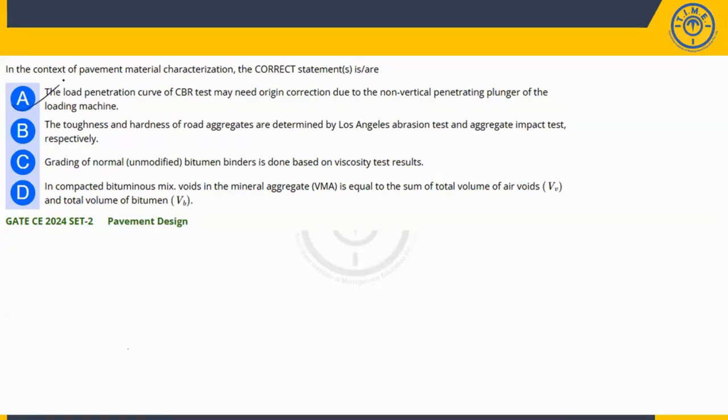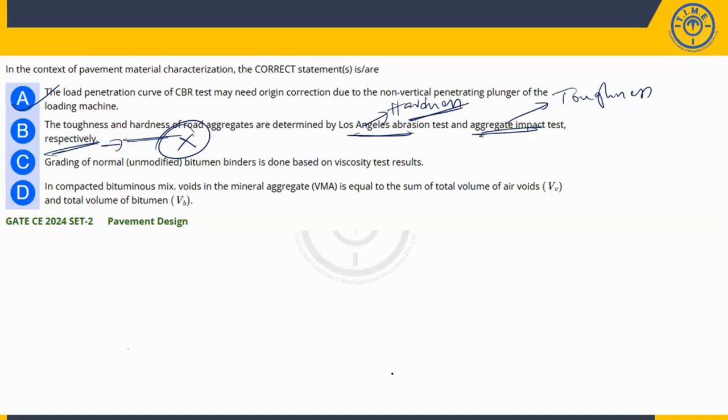Toughness and hardness of road aggregate are determined by... See, toughness is determined by the aggregate impact test, my dear students. This determines toughness. He willingly confused you. And hardness is determined by the Los Angeles abrasion test. But he gave it in reverse order, respectively. Therefore, this is false.